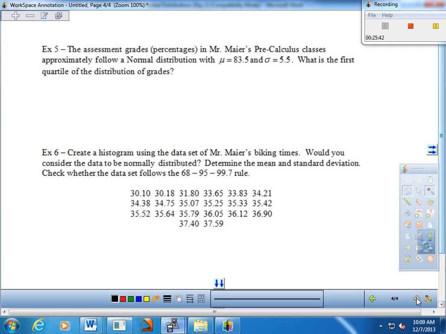So example 5: the assessment grades in my pre-calc classes approximately follow a normal distribution. The mean is 83.5, standard deviation 5.5. And it says, what is the first quartile? Oh, interesting. The first quartile of the distribution of grades.